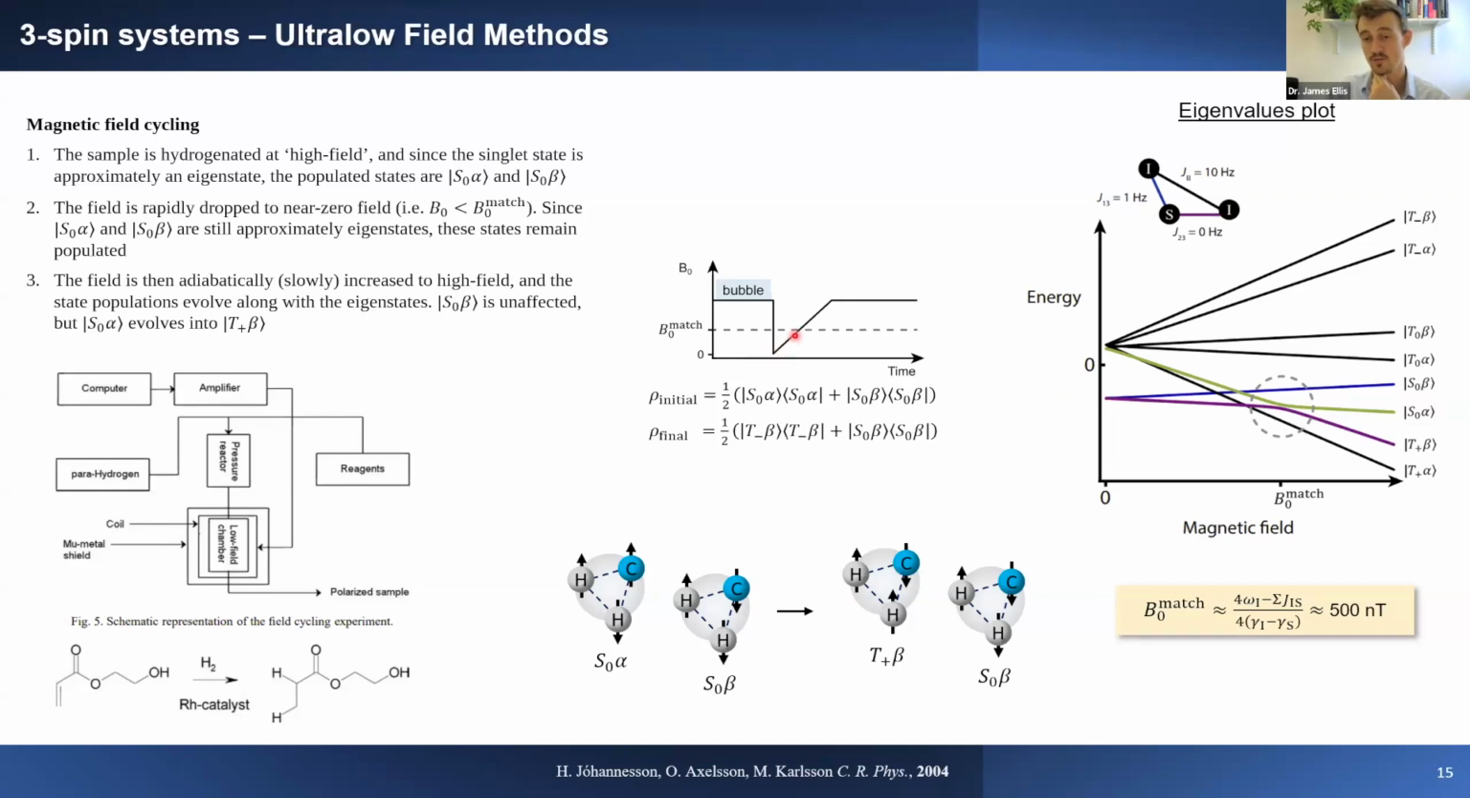And then by ramping up the magnetic field slowly, adiabatically, what we're doing is we're shuttling the populations through this avoided crossing. And if it's done adiabatically, that means that the increase in magnetic field is very slow compared to the inverse of the energy difference between the states at this level anti-crossing, then our populations will evolve along these lines, and we end up with populations in the states singlet beta and triplet plus beta. And so you see what's happened there is we've lost some amount of proton singlet order, but we've now fully polarized the carbon because the population is split between these two states, which both have the carbon in the beta state.